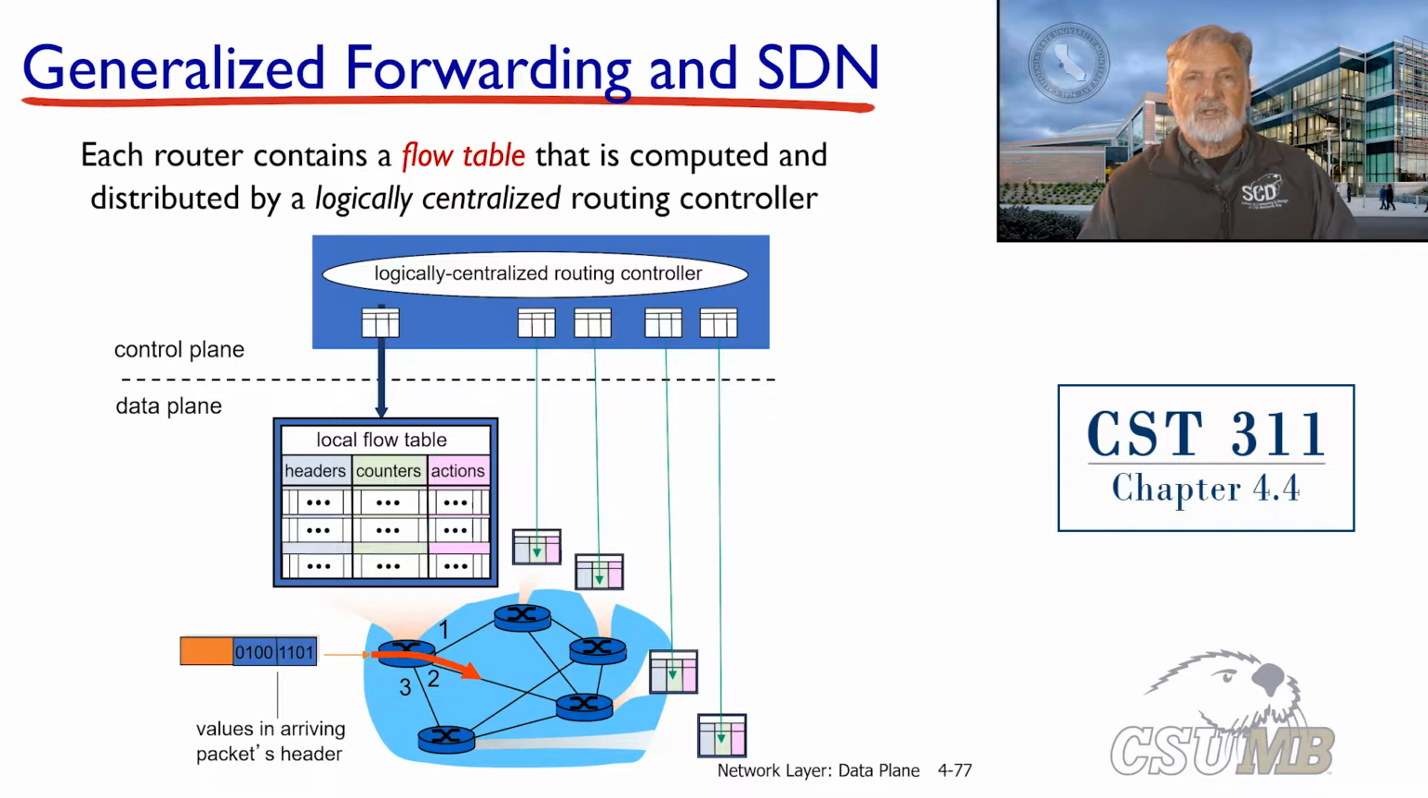In the slide, we see that this logically centralized controller computes the values for the forwarding table and passes them down to the individual routers. But notice that the forwarding table is now called the local flow table. This is an important consideration because the forwarding function can be generalized to more than actions on just the network layer.